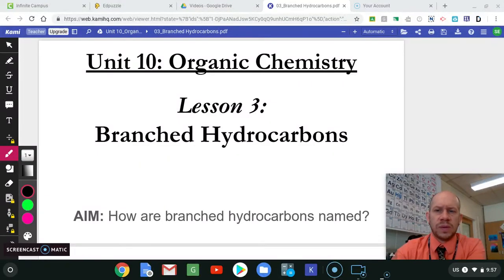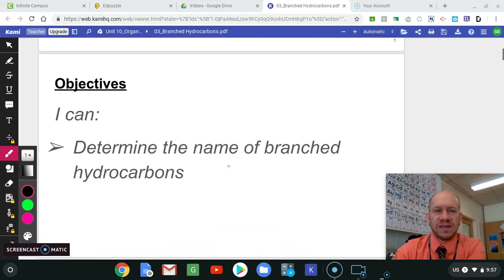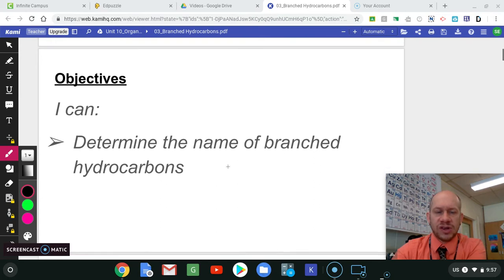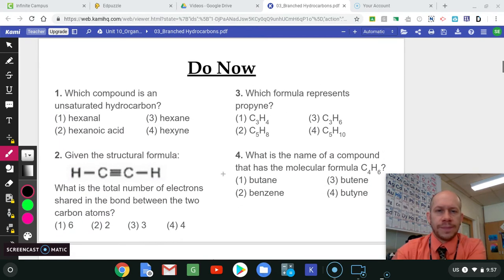This is Unit 10, Organic Chemistry, Lesson 3, Branched Hydrocarbons. How are branched hydrocarbons named? The objective of this lesson: I can determine the name of branched hydrocarbons. Do now.